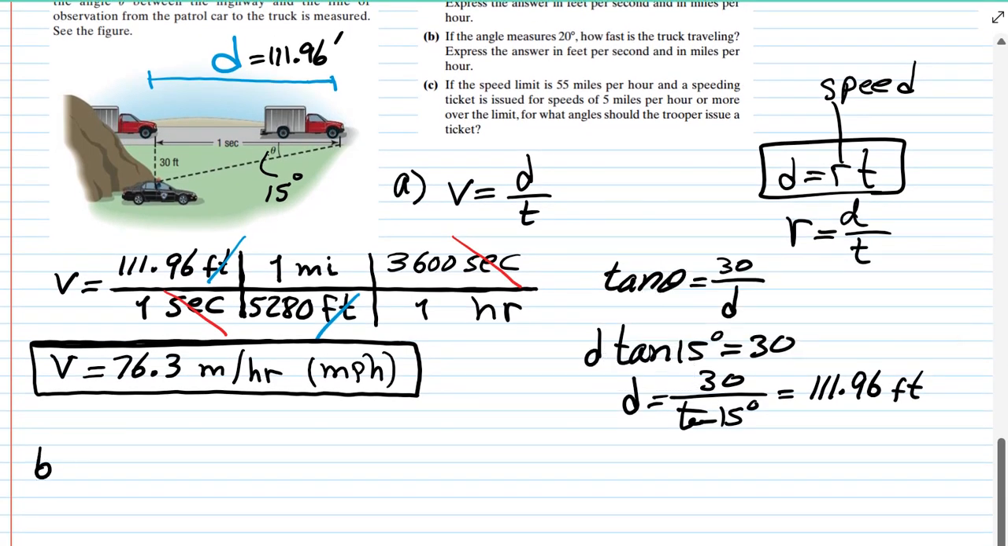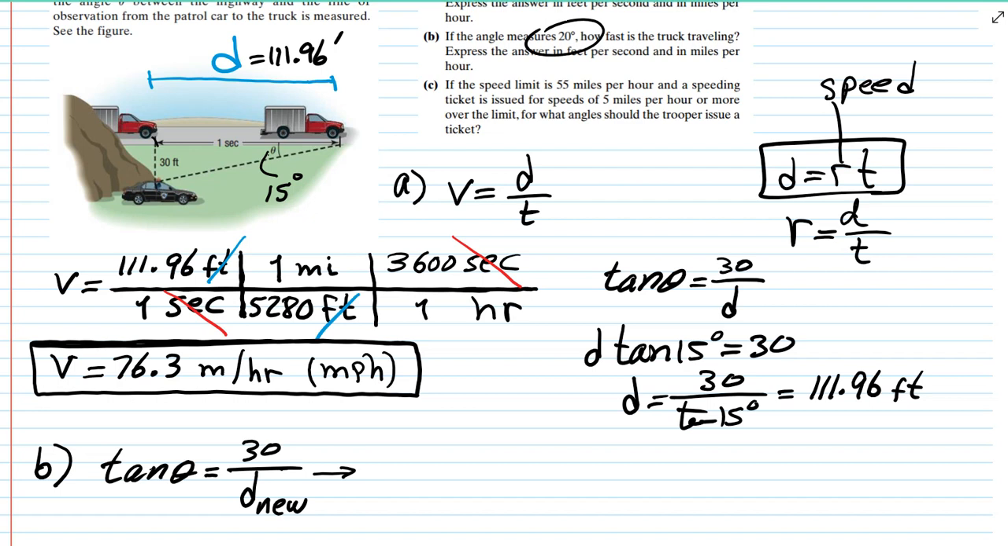Let's do part B. So we need to again measure the distance it travels in 1 second. So I'm going to go tangent of theta. Again, it's going to be 30 over the new distance. And theta, we are told, is 20 degrees. So the new distance is 30 times tangent of 20 degrees.